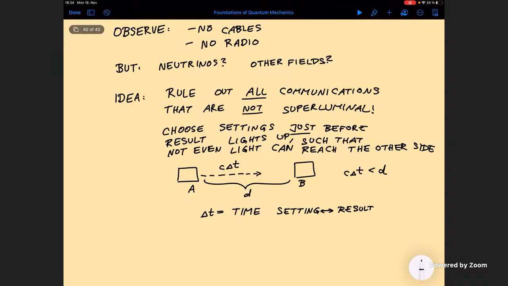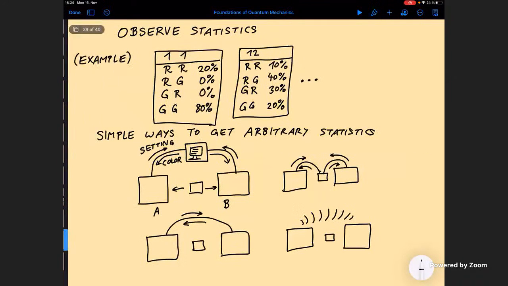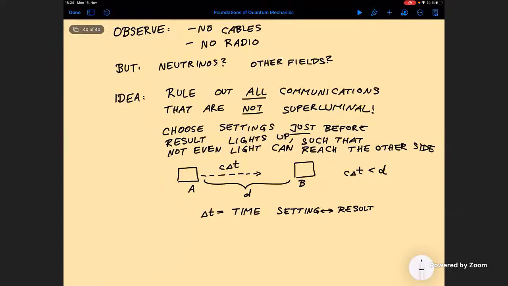At the moment, this discussion had assumed that you could produce the correlations by communication. On the slide before, I showed you that if indeed you do have communication, it would be very easy to produce arbitrary statistics. But now I'm telling you that in this hypothetical gedanken experiment, you went into the lab and made sure to ascertain that there is no such communication going on. There were no cables, there was no radio communication.